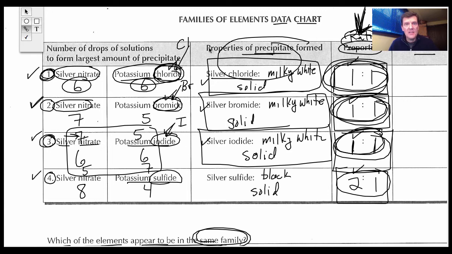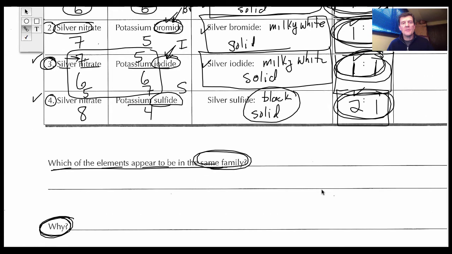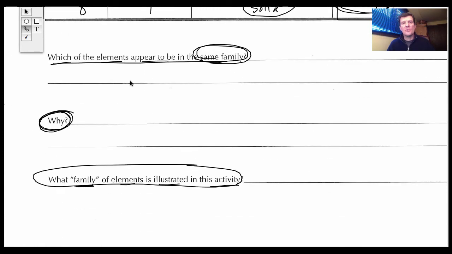What does that mean? It puts them in the same family on the periodic table. Sulfide, that is from sulfur. Sulfur is acting a little bit differently. It forms a different color precipitate, and it reacts in a different ratio. So it's going to be in a different family. So that helps you answer these questions right here.